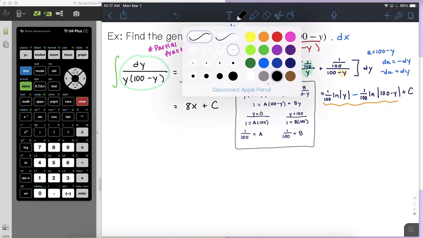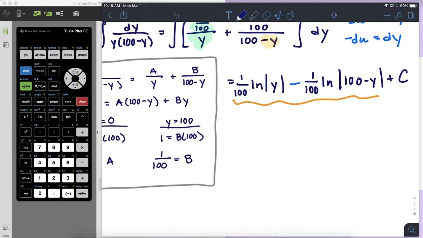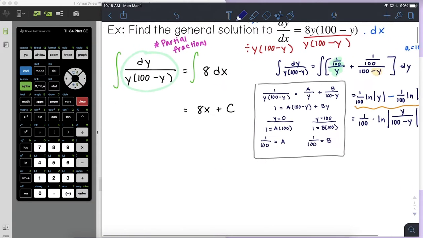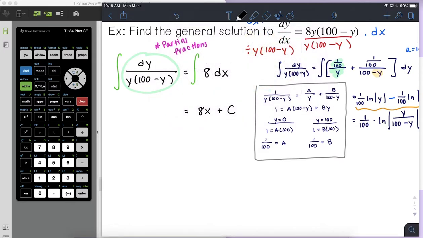But before I do that, let's condense it a little bit so it's easier to write. They both have a factor of 1/100, so I'm going to take that out times the natural log, and because of the minus sign in between them, I can condense the natural log so it's y over 100 minus y, using our log properties. So I'm going to replace this over here. My integral of dy over y times 100 minus y is just 1/100 times the natural log of the absolute value of y over 100 minus y.